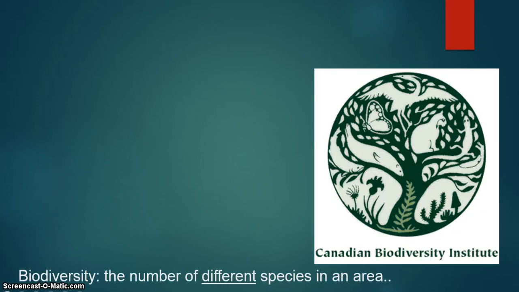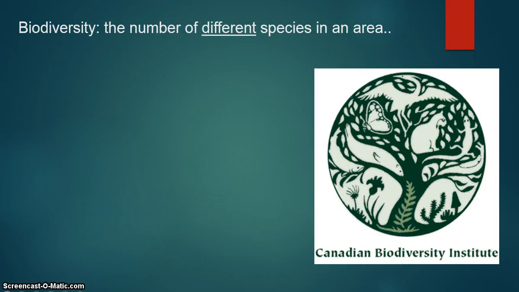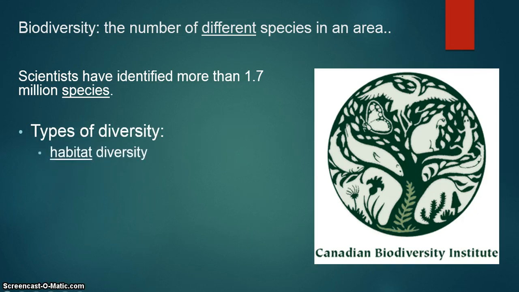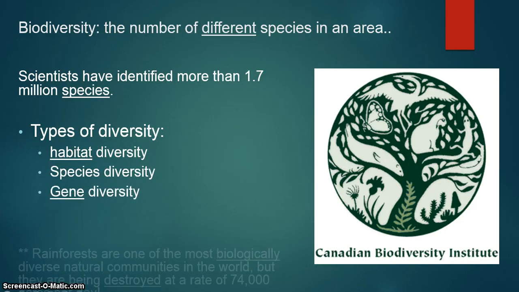Let's talk about biodiversity. Biodiversity is referring to the number of different species in an area. Scientists have identified more than 1.7 million species living on planet Earth. There's different types of diversity. There's diversity of habitat, of individual species, and of genes or genetic diversity.